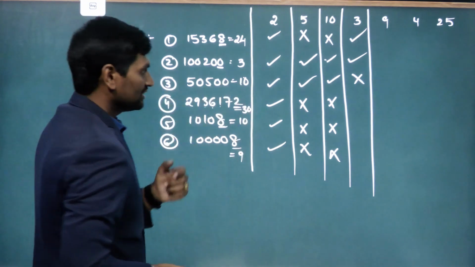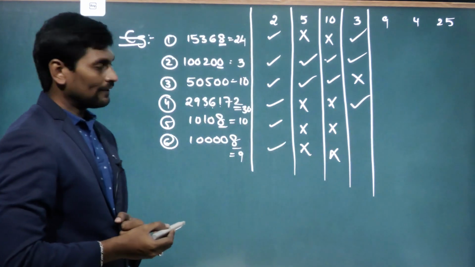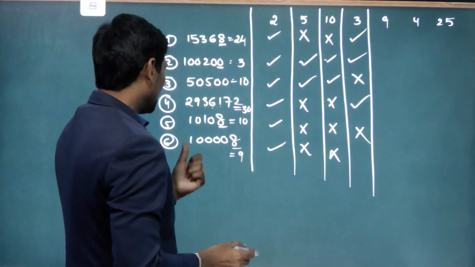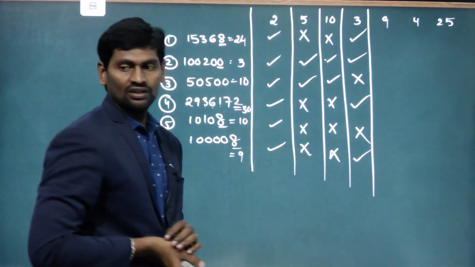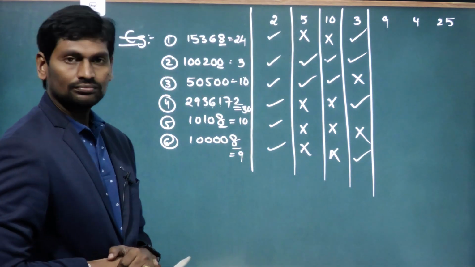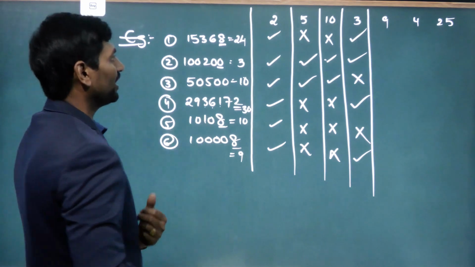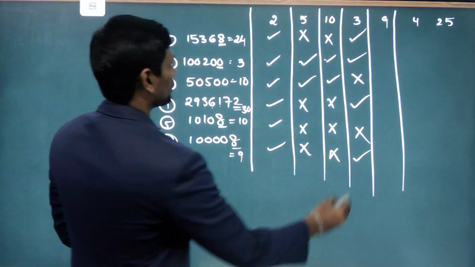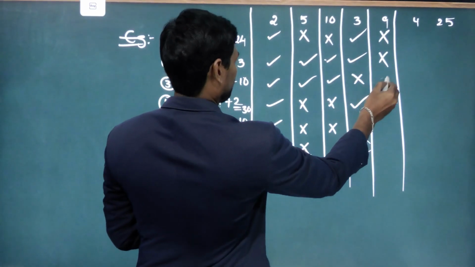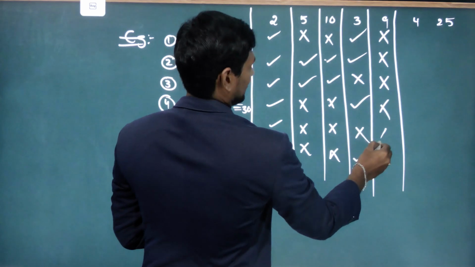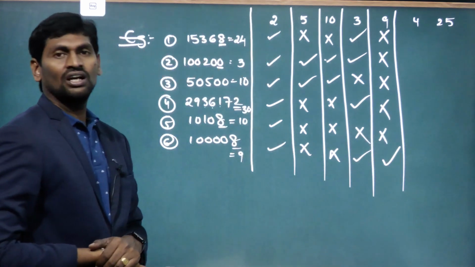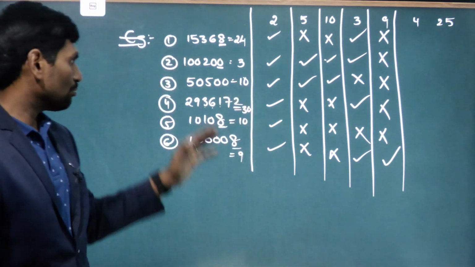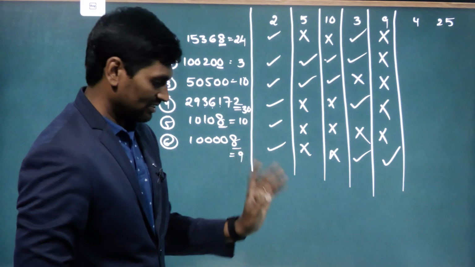Okay, the fourth one, 30. Yes, it is divisible by 3. Fifth one, 10. 10 is not a multiple of 3. And the sixth one is 9. Right. The 9 rule also: it should be a multiple of 9. So 24 is not a multiple of 9, 3 is not, 10 is not. Except the last one, the remaining are not divisible by 9 because the sum of their digits is not divisible by 9.